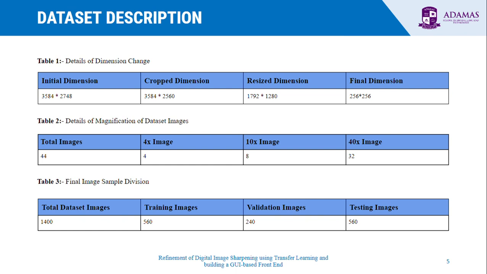In our dataset, we have a total of 1400 images which are divided into training, validation and testing images. Table 1 shows the details of dimension change that we have incorporated. Table 2 has the details of magnification of the images in the dataset.